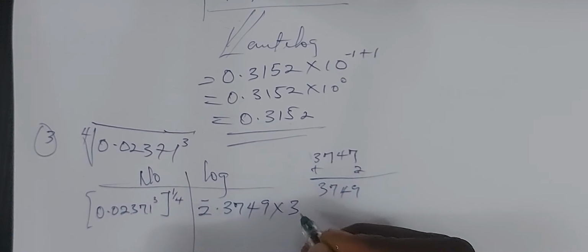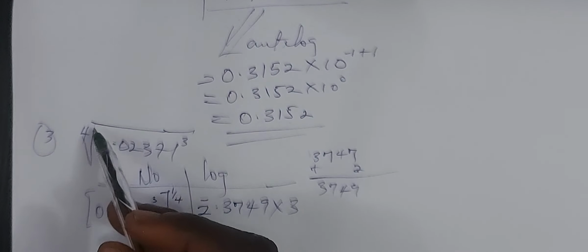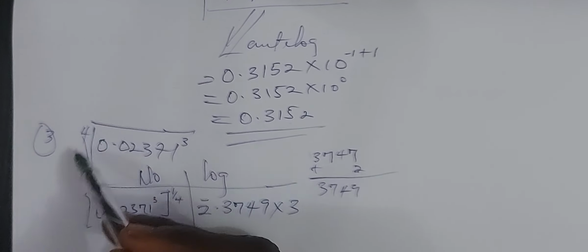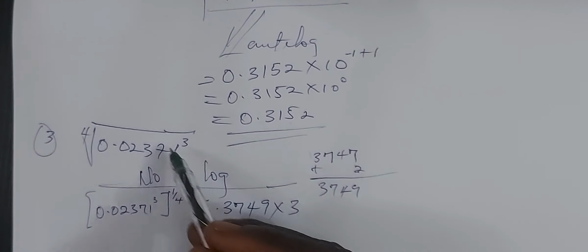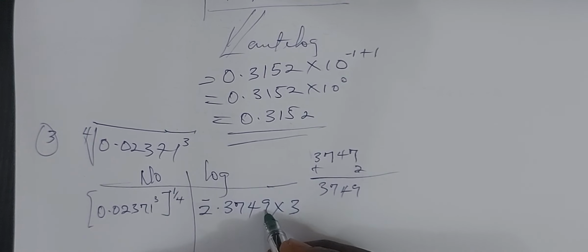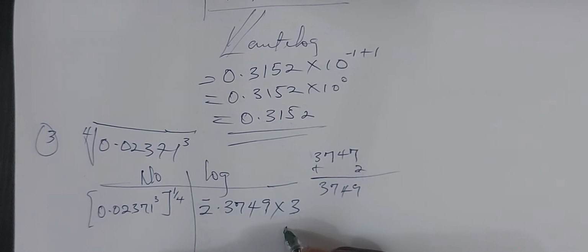Multiply by 3. Multiply by 3 before we divide it by 4. Always divide the logarithm after everything by the roots. The root is always division, while the power is multiplication. So we have 3 times 9, we have 27.